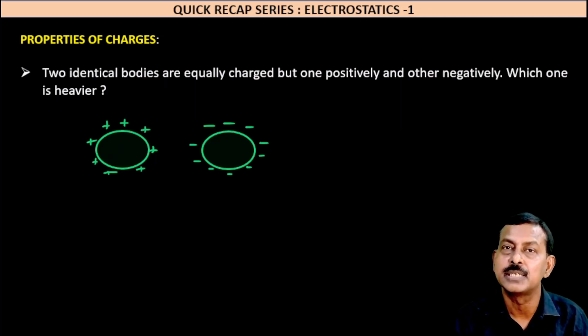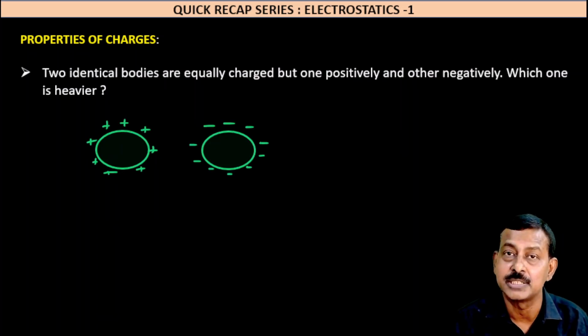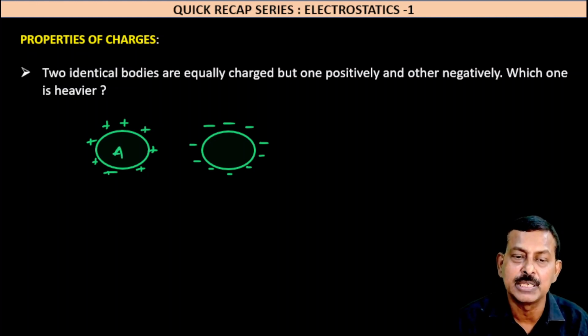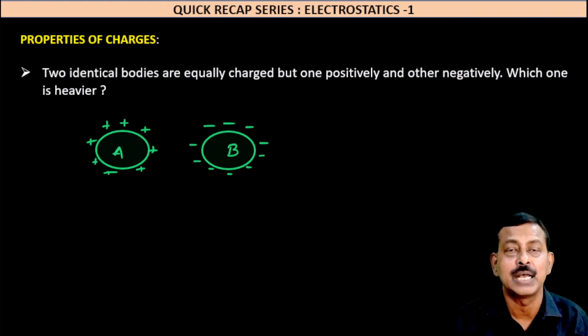Two identical bodies are equally charged, but one positively and the other negatively. Which one is heavier? Now here, suppose we have shown the first body A as positively charged and B as negatively charged.